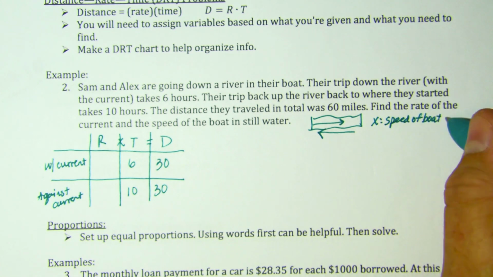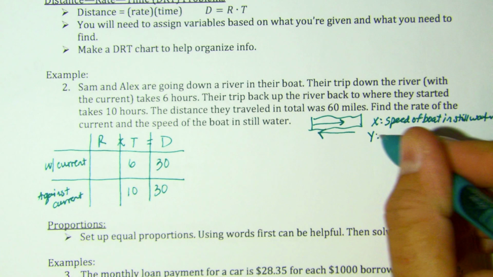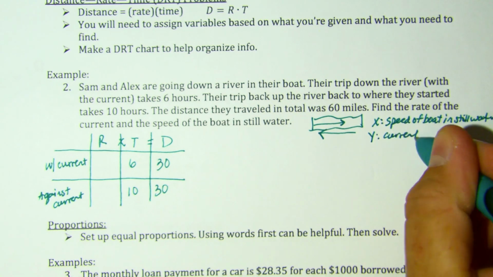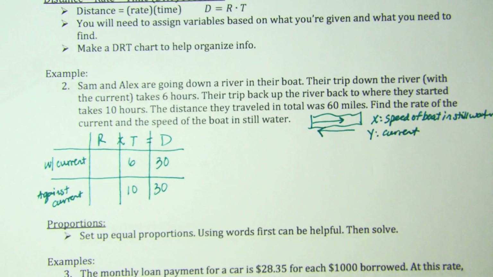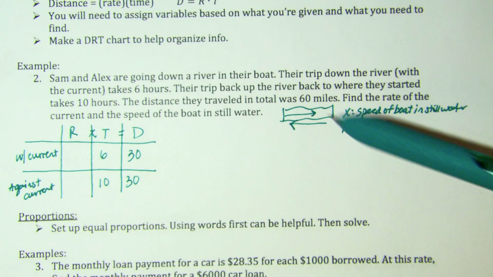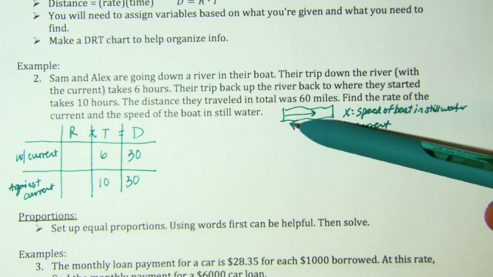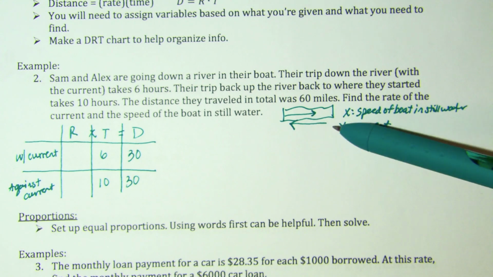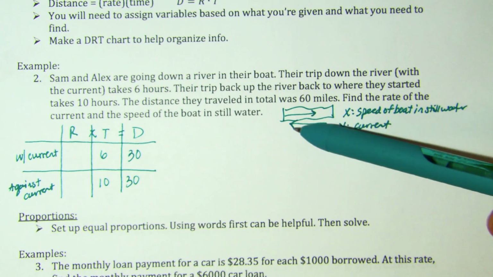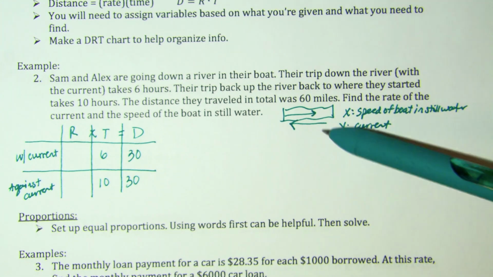In still water. I'm going to let y be the current. Now just thinking about this scenario here, if they're going down the river or going up against the river, they need to be traveling faster than the current, because when they travel back upstream, fighting against the current, if the current is faster than them, they'd be moving backwards, not forwards. So their speed in still water has to be faster than the current.